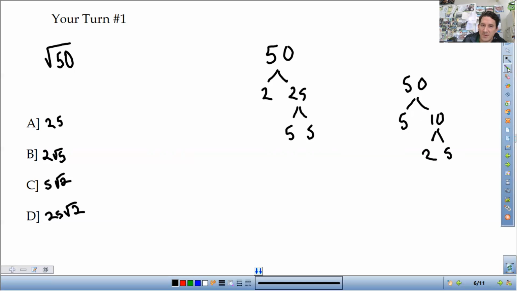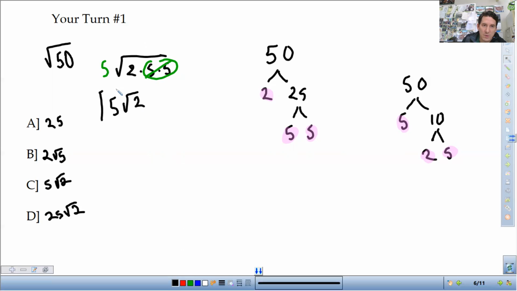But if you look at the numbers at the bottom, so 2, 5, and 5, you get the same factor tree. As long as you're using numbers that multiply correctly, you'll get the same numbers at the bottom of your factor tree. Anyway, put it back in. So 2 times 5 times 5. Look for pairs. So there's a pair of 5s. For every pair, one of those numbers goes on the outside. Cross it out. So it's 5 root 2. Correct answer is C on that one.